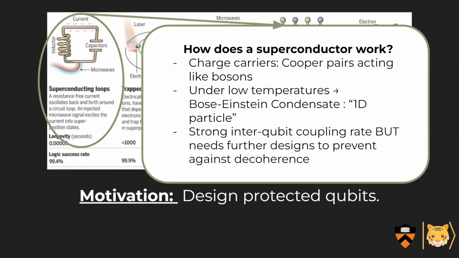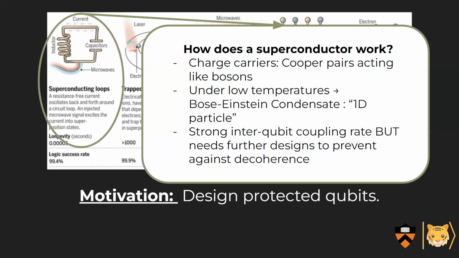And just a quick physics recap on this one, of course, is that in a superconductor, electrons function in pairs when carrying charge. So these are what is known as Cooper pairs. And in very low temperatures, such as 10 to 20 microkelvins, these Cooper pairs act like bosons. And these bosons, again at said low temperatures, are allowed to occupy a single energy level known as the Bose-Einstein condensate. And under low temperatures, they basically behave as a one-dimensional quantized particle with a strong interqubit coupling rate.